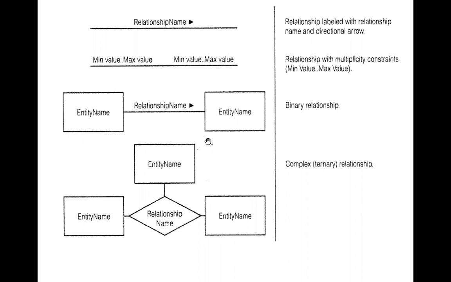The most common data relationship in the universe is binary. So a binary data relationship involves two entities. We could have some more complex data relationships. This example is of a ternary relationship. If we have a ternary relationship, we would use a diamond to indicate the relationship. If it's binary, then it's just a line.